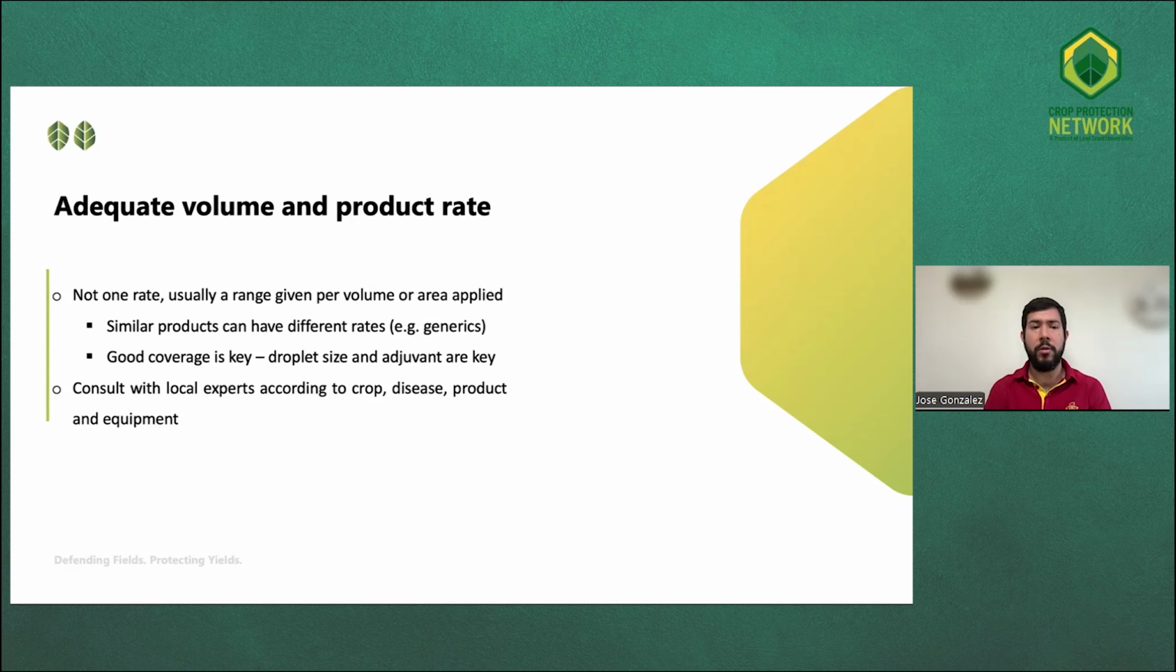That's why I would like to recommend that you consult with local experts so you can have the best advice on what rate to use according to the crop that you have, the disease that you're targeting, and the product that you're using with the equipment that you are going to apply.